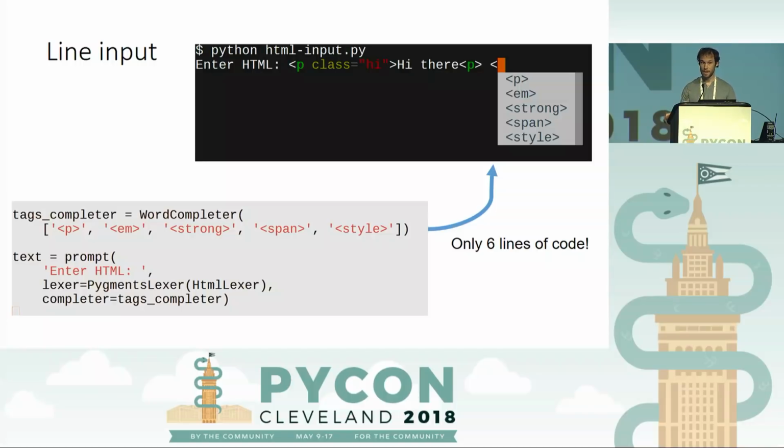So if you want to make an application like that of your own, let's say you want to create an application that asks the user for some HTML as input, and you want to have syntax highlighting and code completion in your terminal, it's only a couple of lines of code, as you can see. So you define a completer, you define the lexer that you want, and you pass everything to the prompt function, and there you go. So it's pretty straightforward. So Prompt Toolkit not just tries to make the end application as user-friendly as possible, but also the development of the applications. So we put a lot of thought in our APIs.